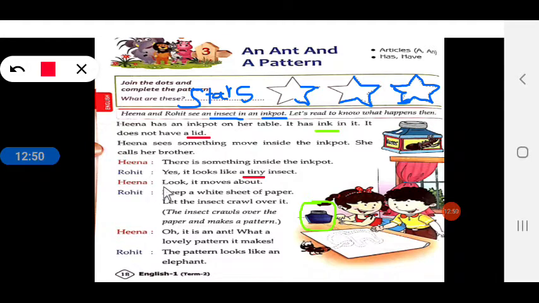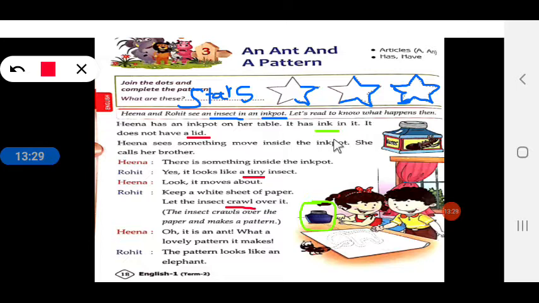Then Hina says, look, it moves about. See, dear brother, look in this bottle. You said it is a tiny insect. It is moving here and there inside this ink pot. Then Rohit got an idea. He tells his sister, keep a white sheet of paper. Let the insect crawl over it. So he got an idea.